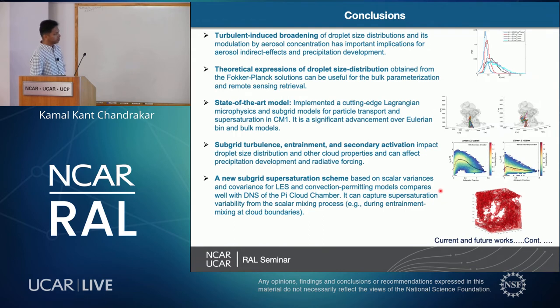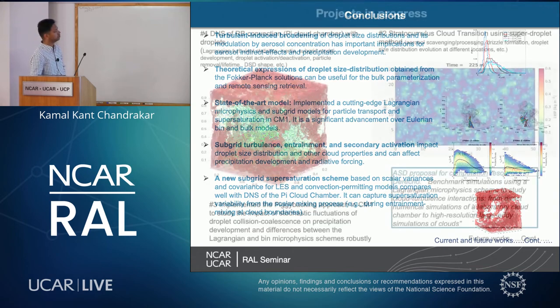And we proposed this new subgrid-scale scheme for supersaturation fluctuation that can represent the supersaturation variability from scalar mixing processes better in LES and convection-permitting models. It can also improve the interaction of the cloud droplets with the turbulent flow field.